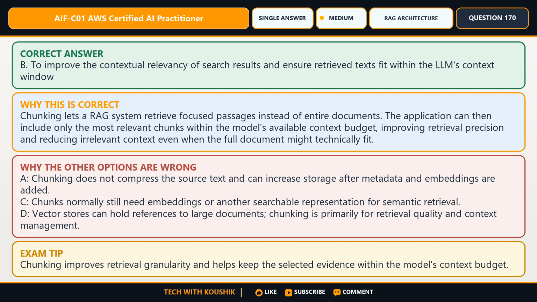The incorrect choices are plausible, but unsuitable because A. Chunking does not compress the source text and can increase storage after metadata and embeddings are added. C. Chunks normally still need embeddings or another searchable representation for semantic retrieval. D. Vector stores can hold references to large documents. Chunking is primarily for retrieval quality and context management. Chunking improves retrieval granularity and helps keep the selected evidence within the model's context budget.